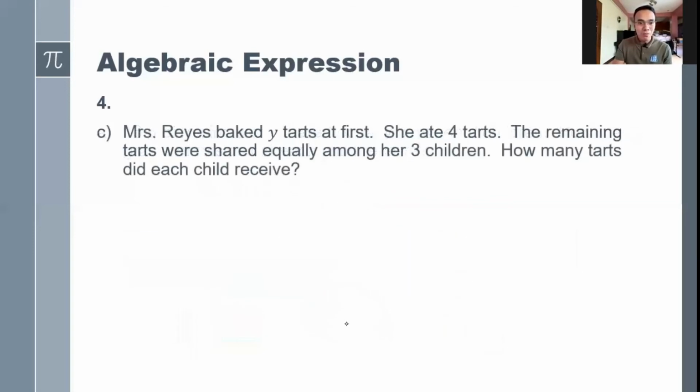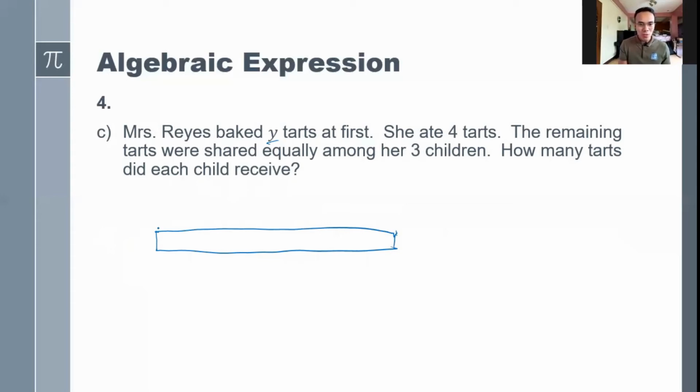Okay, that's all about algebraic expression. Now let's move on to, oh, we're not done yet. There's still letter C. So let's answer letter C first. Mrs. Reyes baked Y tarts at first. She ate 4 tarts. Oh, so I'm going to draw a bar model here. Should be long. Why is it long? Gusto ko lang long.